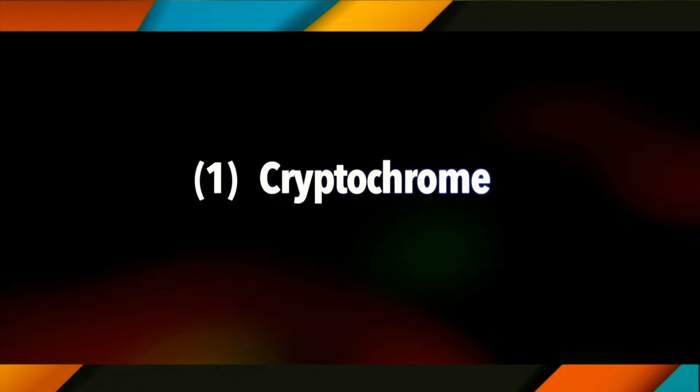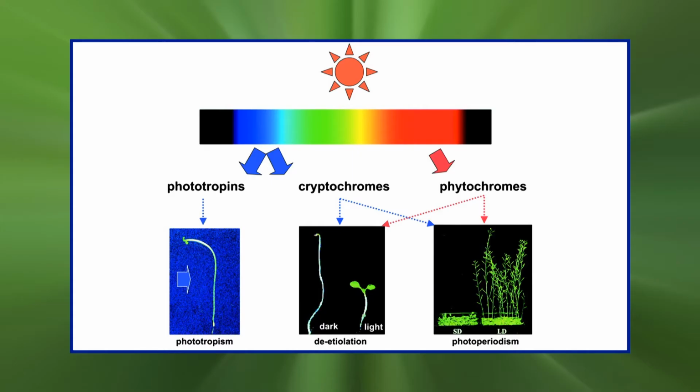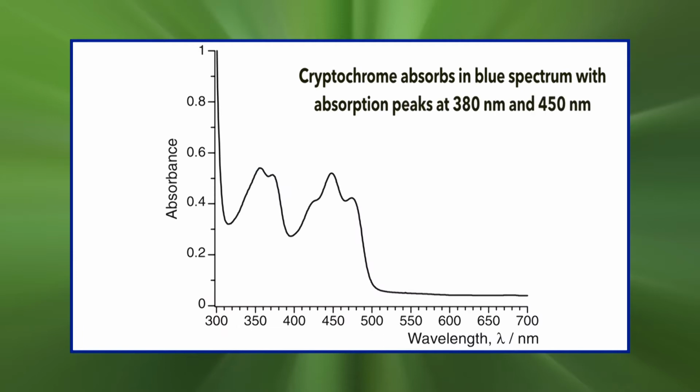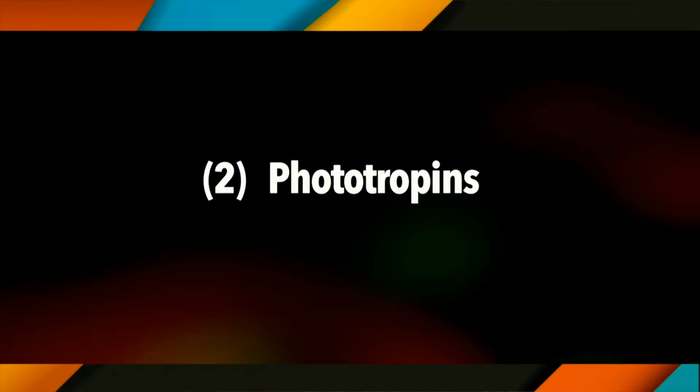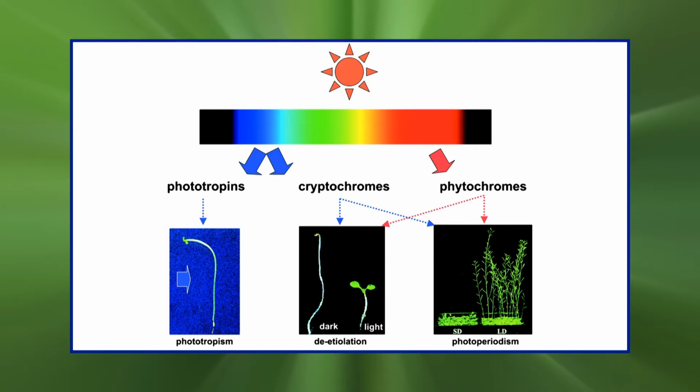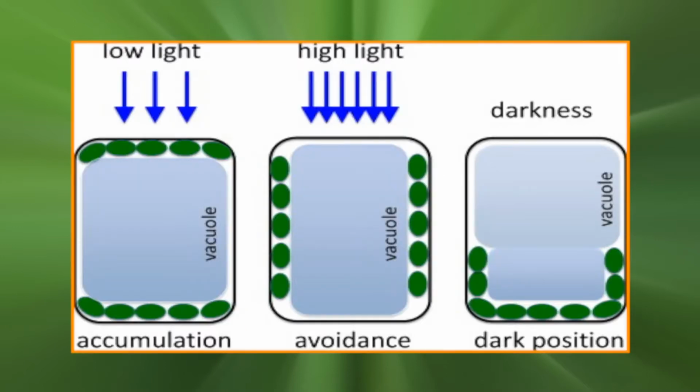Number 1, cryptochrome. Cryptochrome is the blue light photoreceptor of plants, insects and mammals and plays an important role in the generation of circadian rhythms. Cryptochromes absorb in the blue spectrum with absorption peaks at 380 nanometer and 450 nanometer. Number 2, phototropins. Another blue light photoreceptor that has a major role in phototropism and chloroplast movement. Chloroplast movement in leaves is an adaptive feature that helps to control light absorption and prevent photo damage.